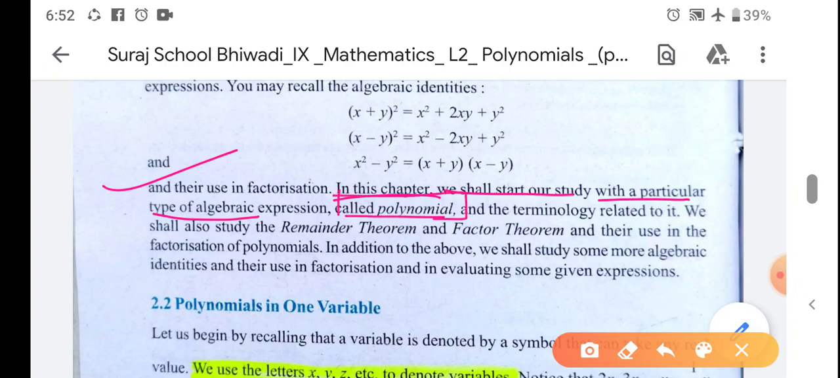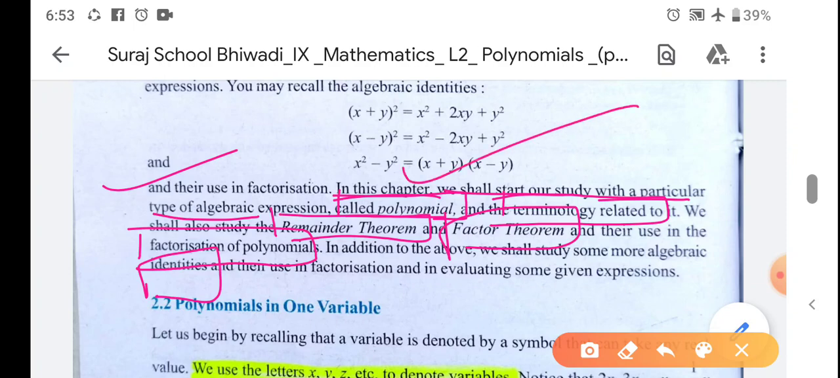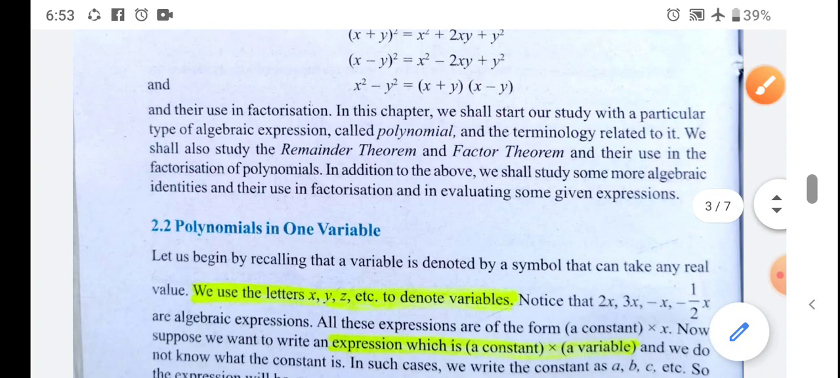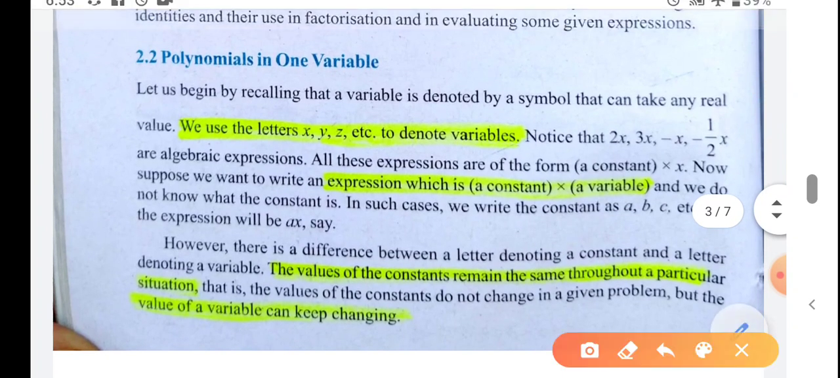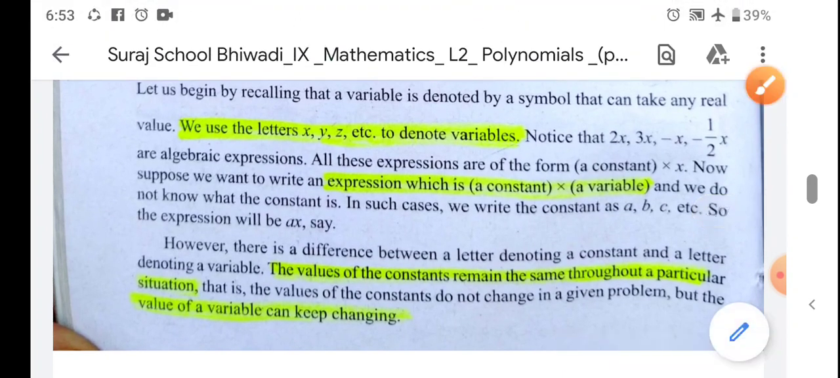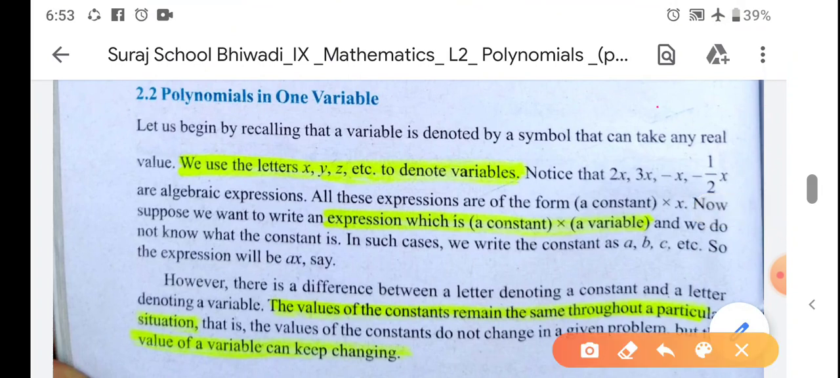In this chapter, what we are going to study? We are going to study about polynomial and the terminology related to it. Then we will study remainder theorem, factor theorem, and their use in factorization. After this we will study algebraic identities. Okay, so today we are going to study polynomial and the terminology related to it. So you have to study the chapter thoroughly, and you have to write the underlined and highlighted words in your notebook. So polynomials in one variable.